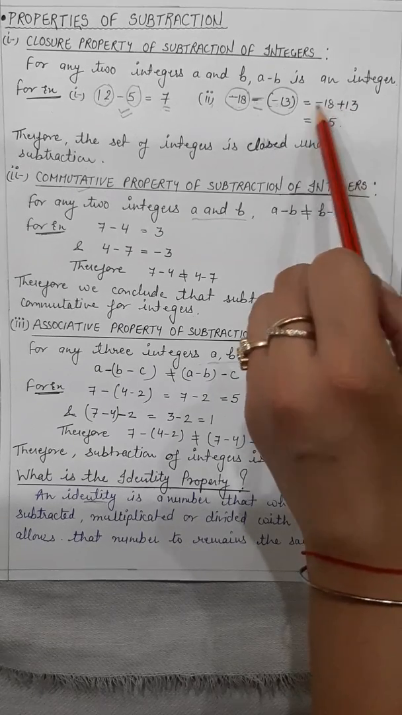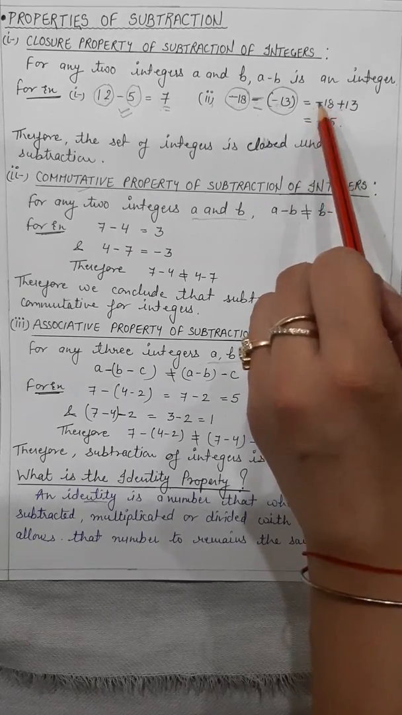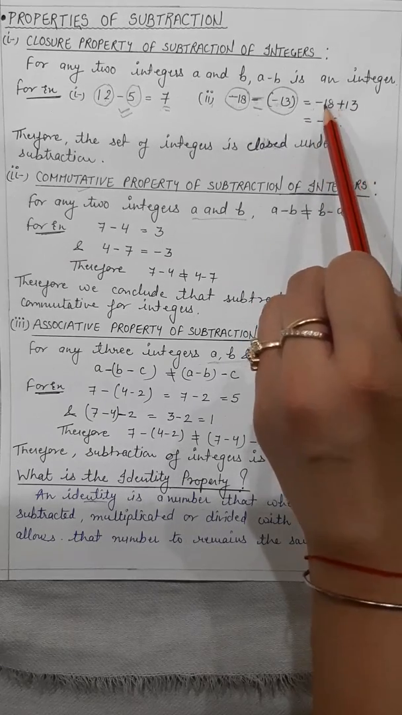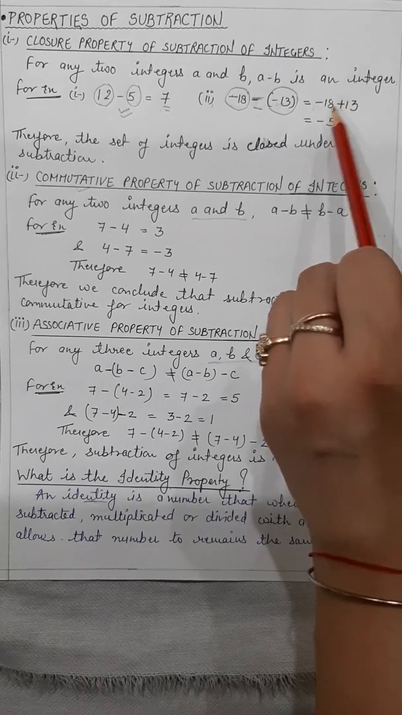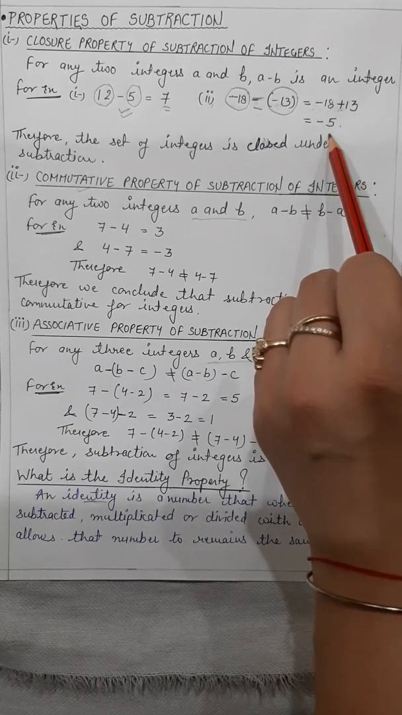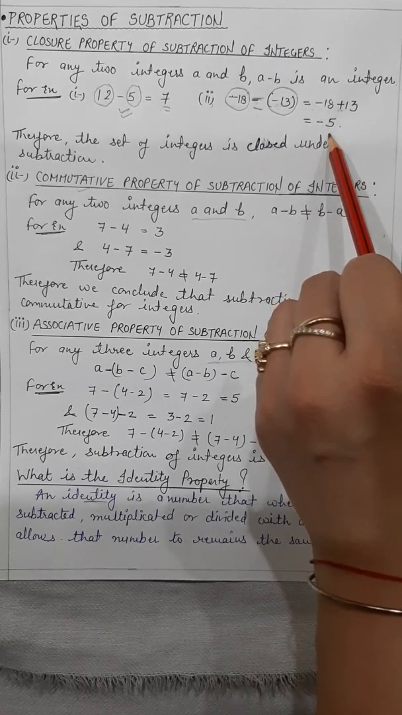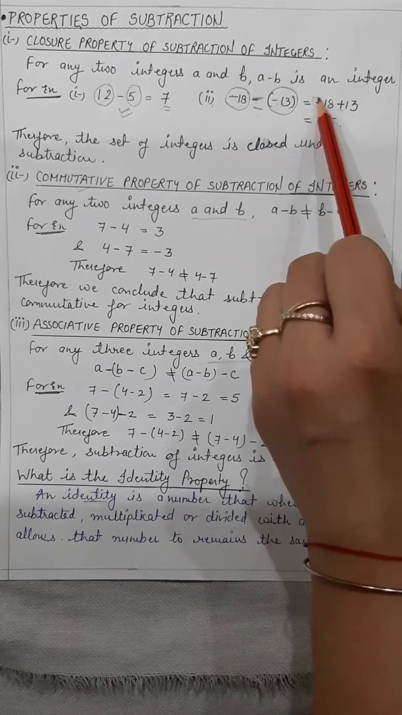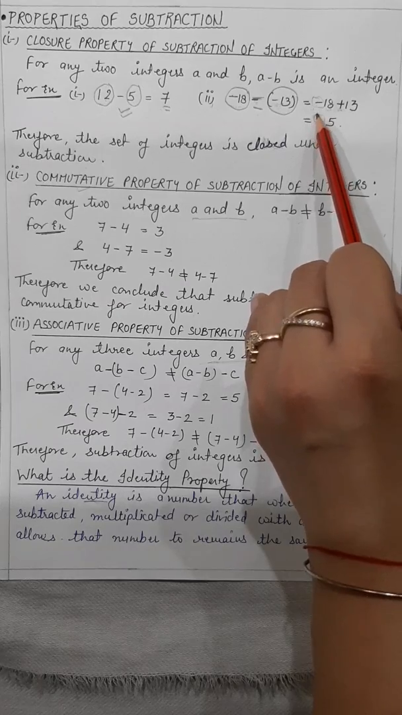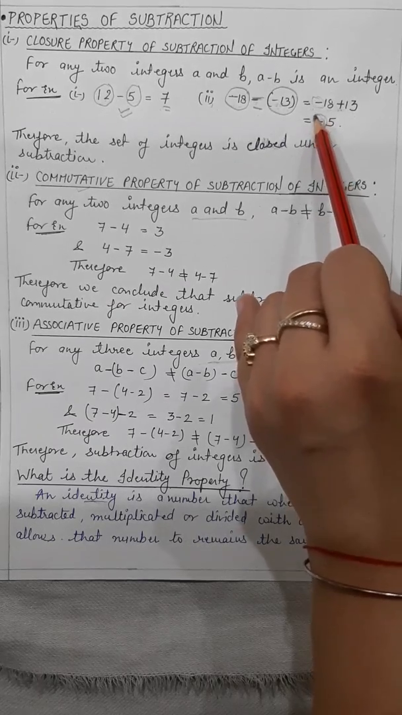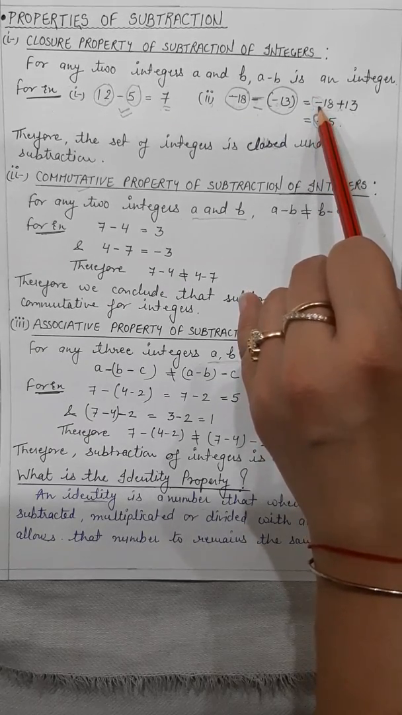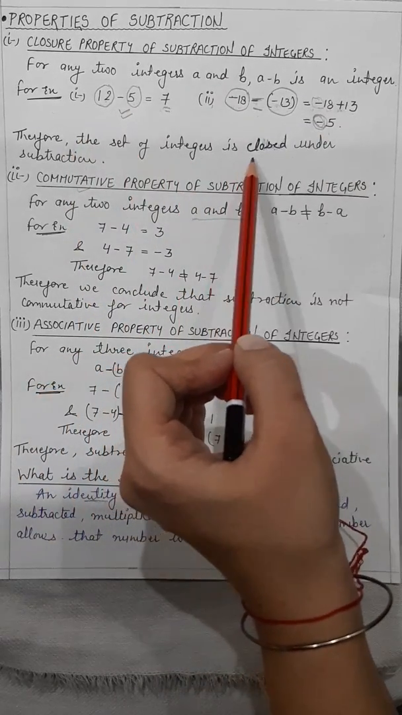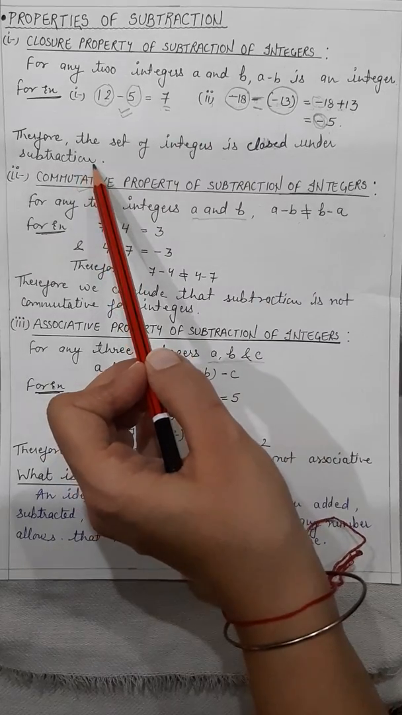Now different signs are there. One is negative, the other is positive. So the operation should be subtraction. When you subtract, 18 minus 13 is 5, and we assign the sign according to the greater value. The greater number is 18, so the sign should be minus, because 18 has the minus sign. The answer will be minus 5. Therefore, the set of integers is closed under subtraction.